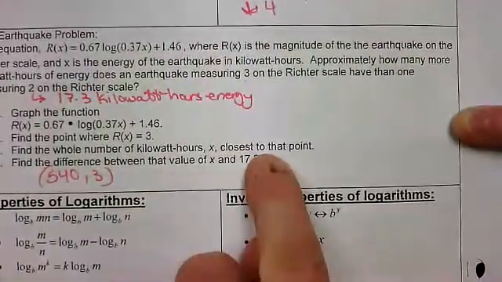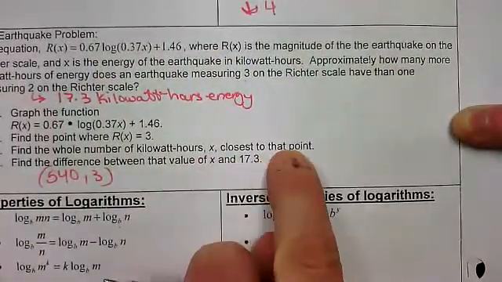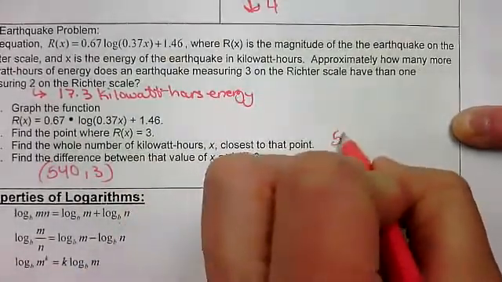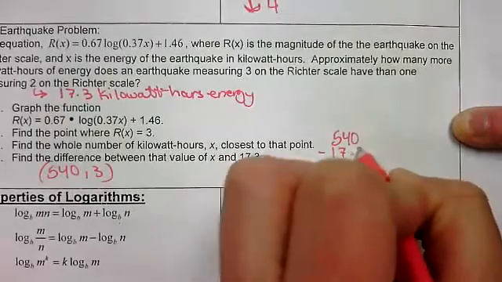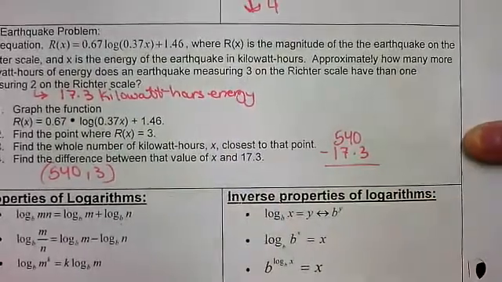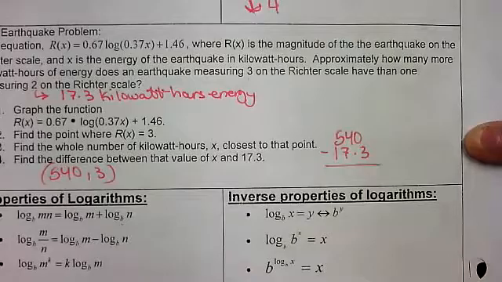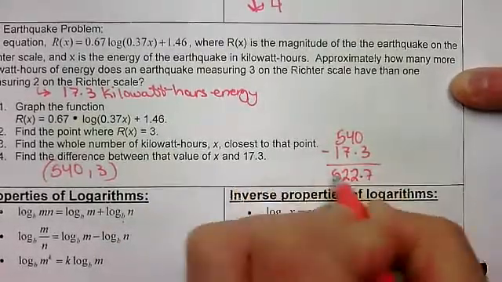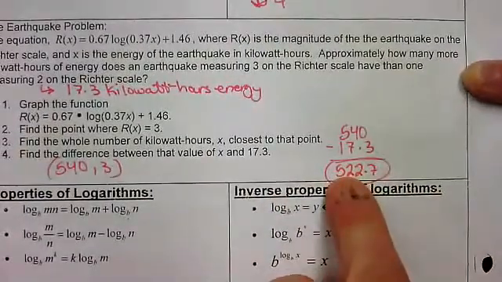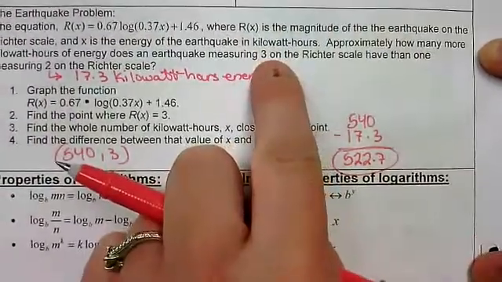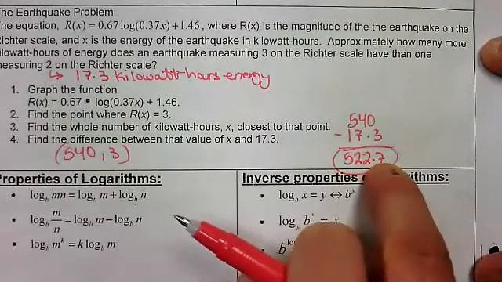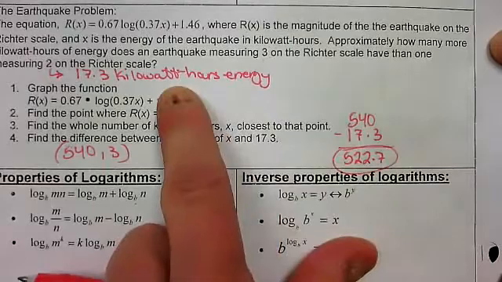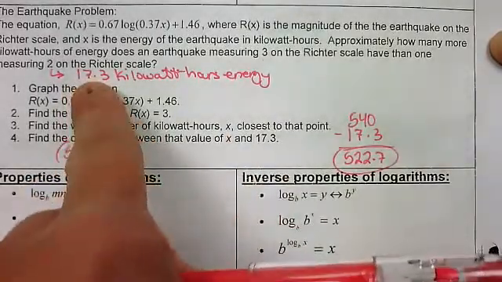So now we're going to take the x closest to that point, and we're going to find the value of that x minus 17.3. So 540 minus 17.3, and we're going to get approximately 522.7. So on the Richter scale, an earthquake measuring 3 has approximately 522.7 kilowatt hours more energy than one measuring 2.